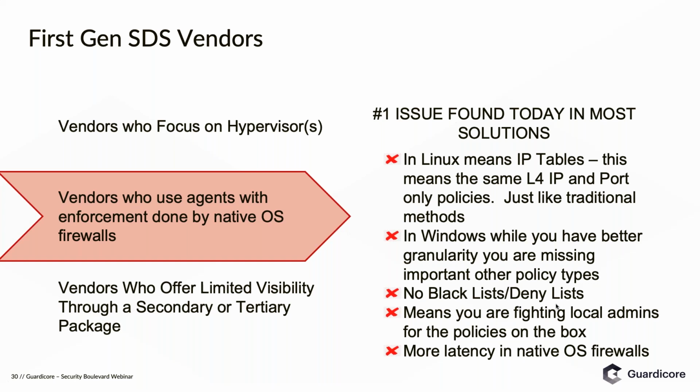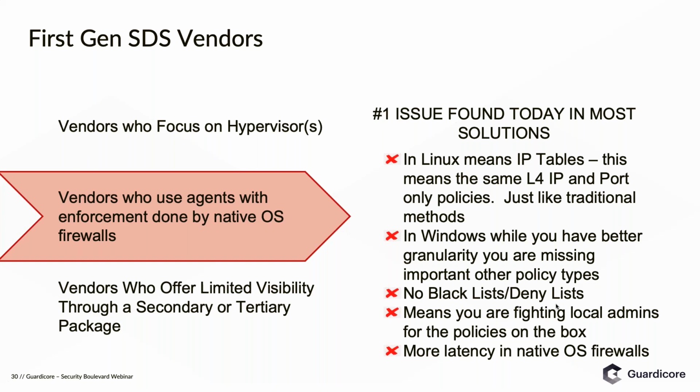With that said, vendors who use agents using native Windows firewalls give you a little more granularity, but you're missing some important things, including the ability to do blacklists and deny lists. I'm going to show you this later on. But just keep in mind, any vendor that doesn't have their own firewall and is using the native OS firewall is stuck at layer 4 for Linux. And on Windows, you have no blacklists.